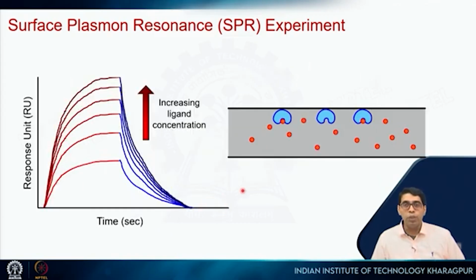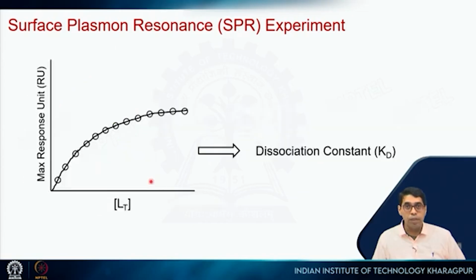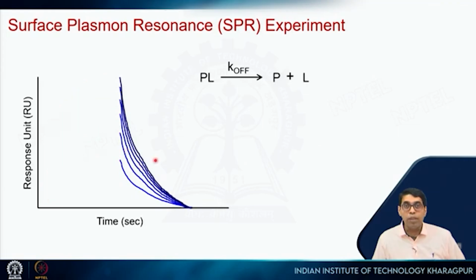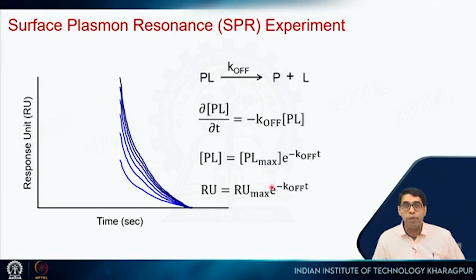And we can do these experiments by passing different concentrations of ligand. So if you add less concentration of ligand, your response will saturate to a lesser point. As you keep on increasing the ligand concentration, your saturation point will go up, right? And then of course you start running buffer, you will get the dissociation. So we can just focus on the dissociation, and we can fit it to the same equation that we have seen before, right? And we can get an estimate of the off rate.